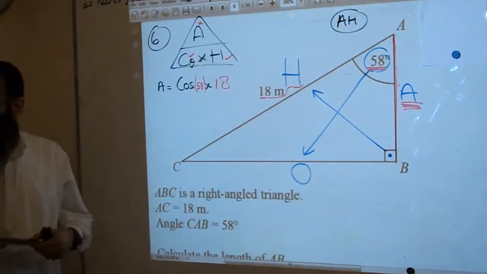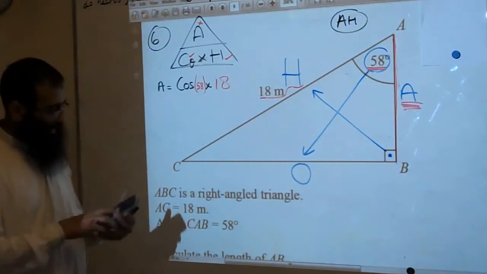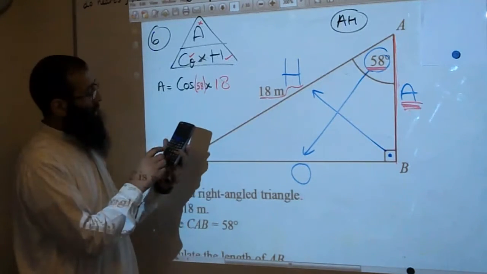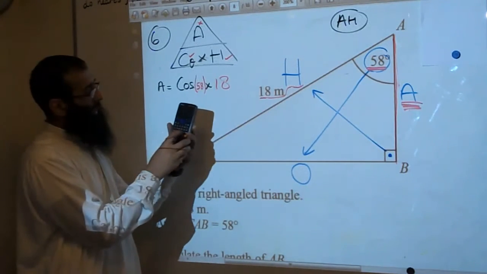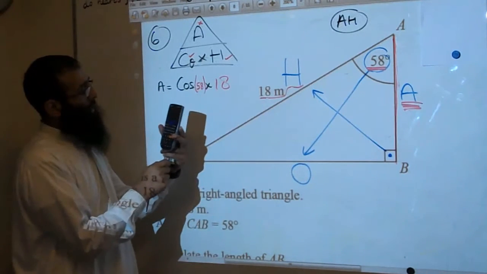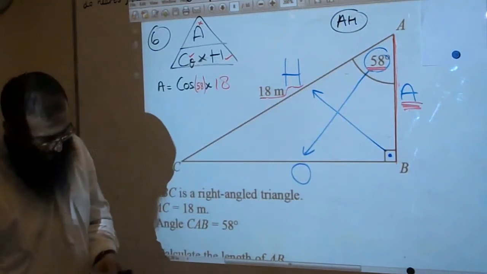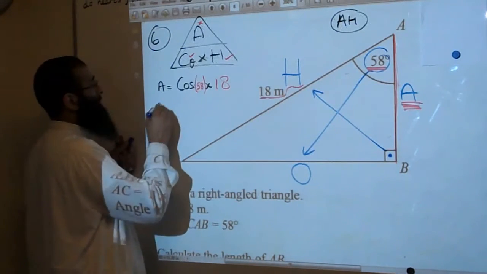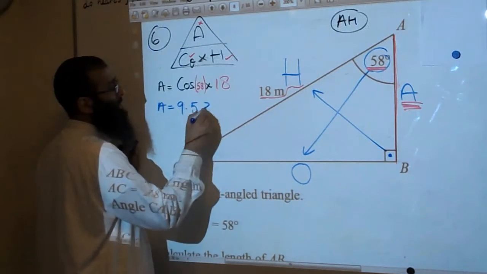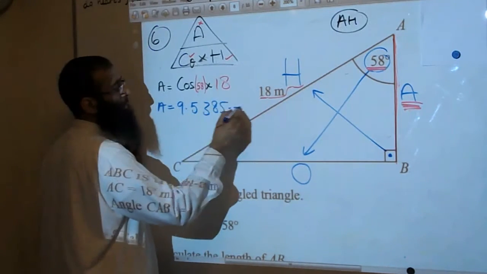You get that right, yeah? Yeah, get that one right. Okay, so you press, there's no shift, just normal cos. So cos, bracket pops up, type in 58, close bracket, times by 18, equals 9.5385. So the A value is equal to 9.5385. This goes a couple of digits down.